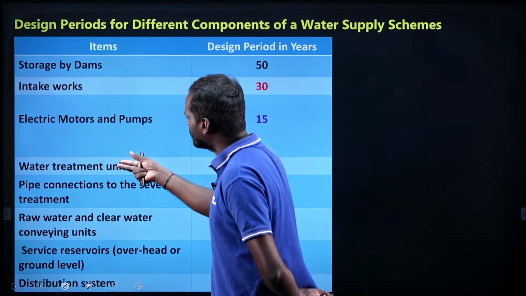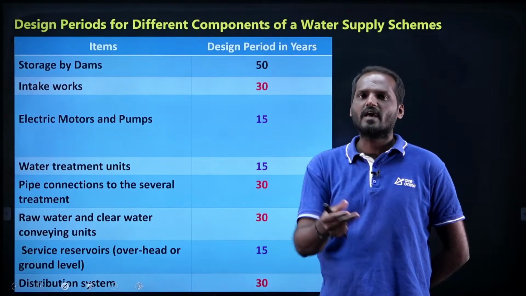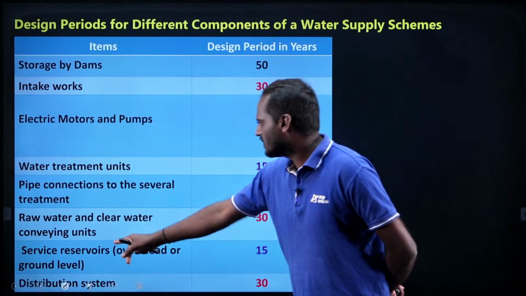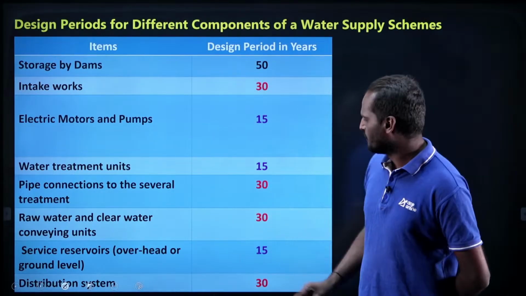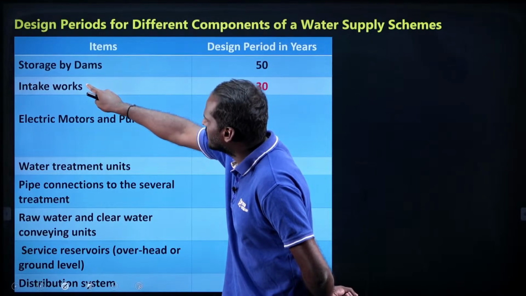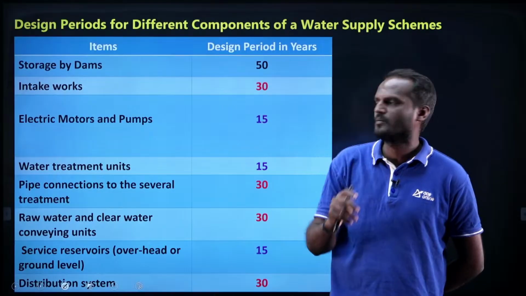Whenever maintenance is needed, we need to replace that component as early as possible. That's why it has been given 15 years as a design period. You can see the reservoir also needs maintenance, right? It is 15. Remaining all are 30. If you construct an intake structure, it has to cater to the demand for 30 years. That is the design period, right?